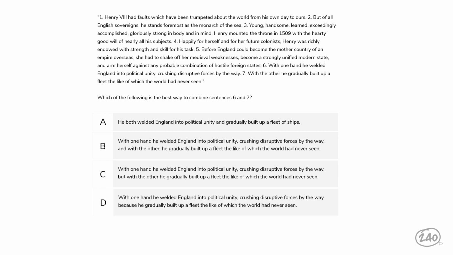Before England could become the mother country of an empire overseas, she had to shake off her medieval weaknesses, become a strongly unified modern state, and arm herself against any probable combination of hostile foreign states. With one hand, he welded England into political unity, crushing disruptive forces by the way. With the other, he gradually built up a fleet the like of which the world had never seen. Which of the following is the best way to combine sentences 6 and 7? With one hand, he welded England into political unity, crushing disruptive forces by the way. With the other, he gradually built up a fleet the like of which the world had never seen.